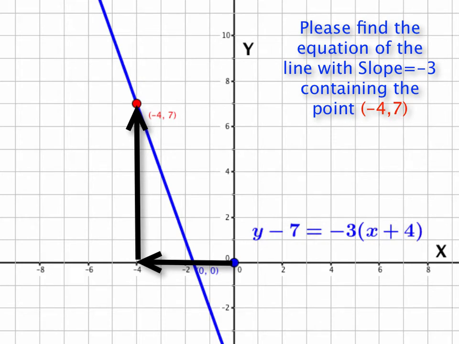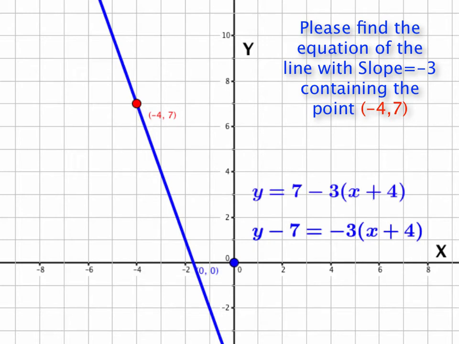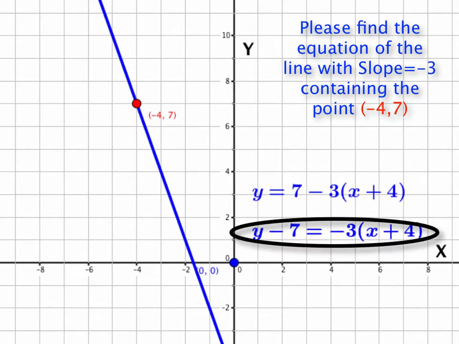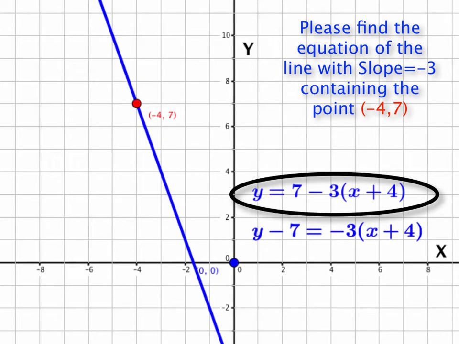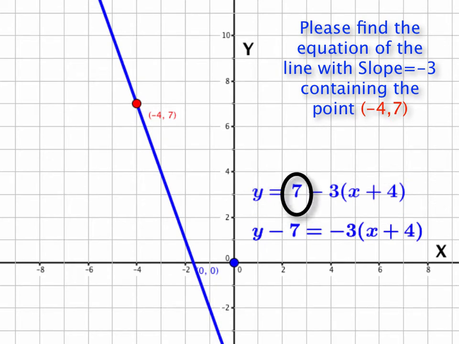Of course, there are two other ways we could write this equation. We could write it as y equals 7 minus 3 times the quantity of x plus 4. All I did was add 7 to both sides of this equation. This equation right here looks a lot like the slope-intercept form. Of course, 7 is not our y-intercept, but you can think of it as a starting point for y. Of course, this starting point doesn't happen when x is 0. This starting point happens when x is -4.